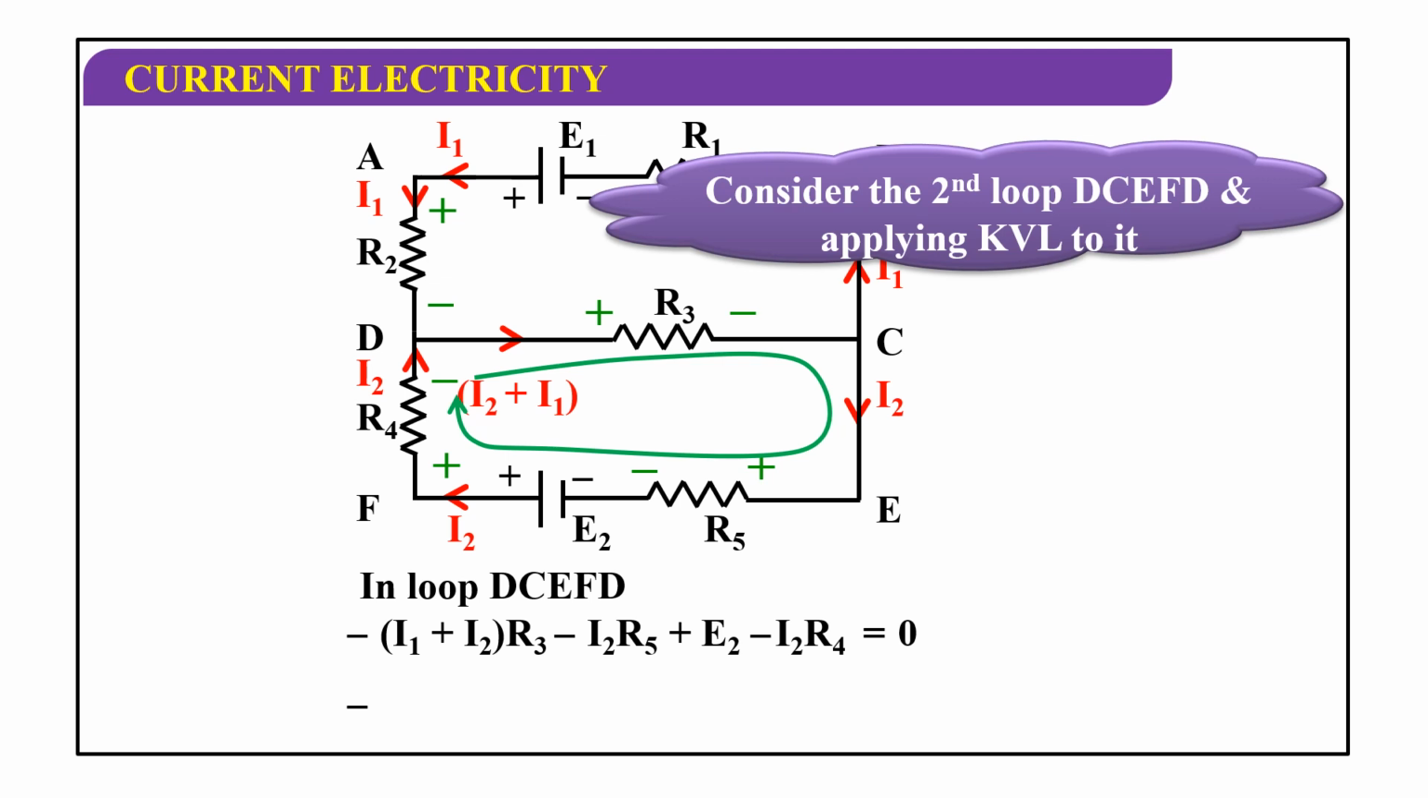Now we open the bracket. So it comes minus I1 R3, minus I2 R3, minus I2 R5, minus I2 R4, plus E2 is equal to 0.